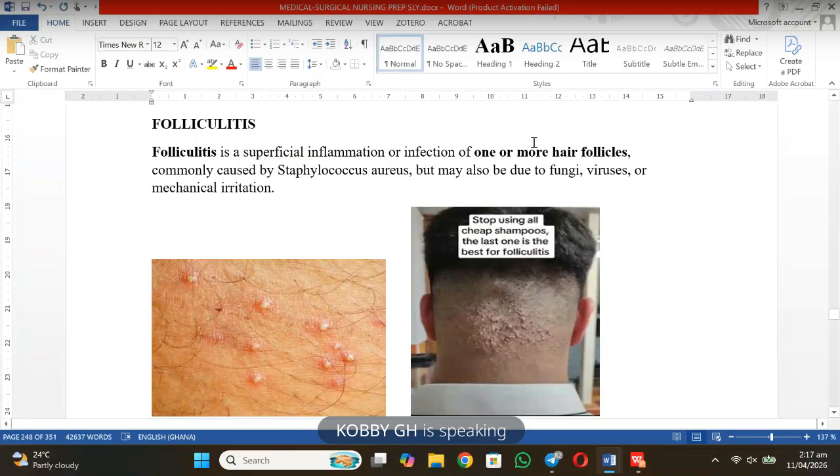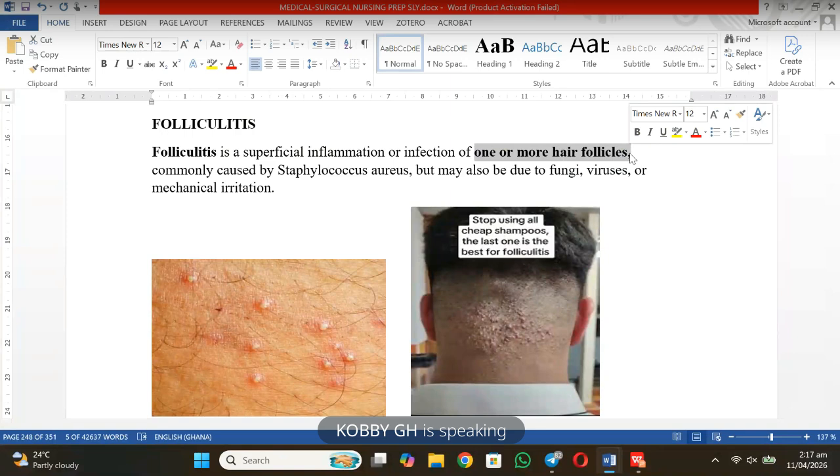So anytime the examiner specifically says an inflammation or infection in hair follicles alone, remember, that one is folliculitis. But if the examiner says hair follicle and subcutaneous tissue, that one is a furuncle, or it could be a carbuncle. So if the examiner goes specific and says an infection or inflammation specific in the hair follicles, then straight away the examiner is talking about folliculitis.